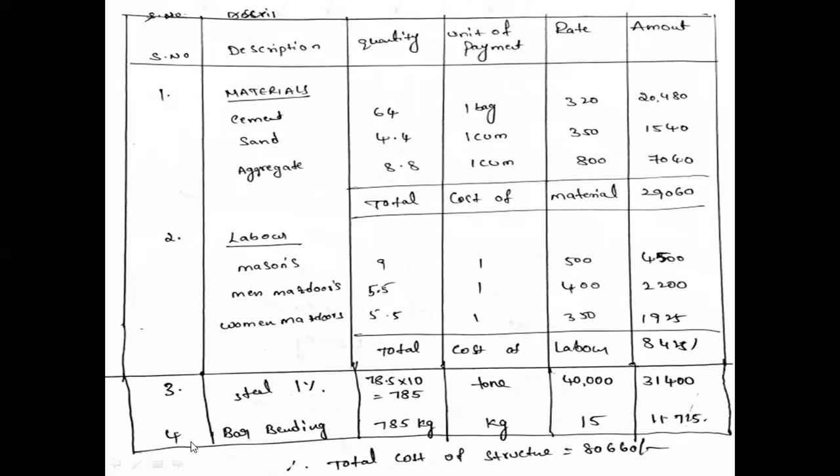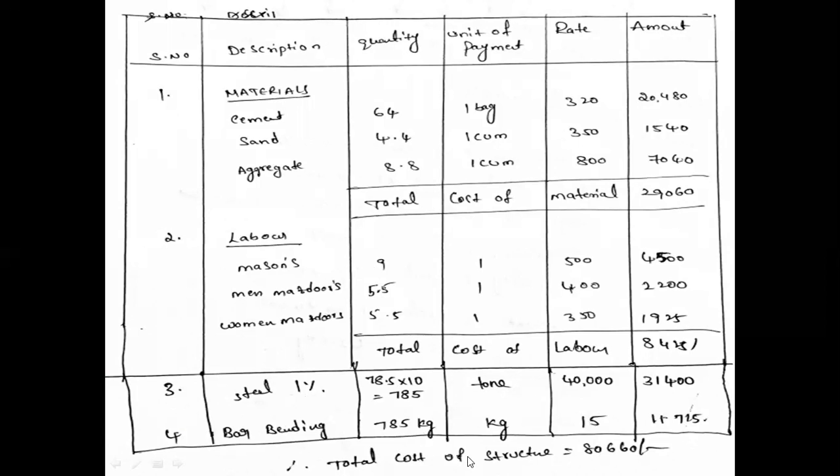Next one, bar bending, serial number 4, description bar bending, and quantity is 785 kgs, and unit of payment per bar bending kgs, and rate is 15 rupees. Next 15 into 785, that is equal to 11,715 rupees.